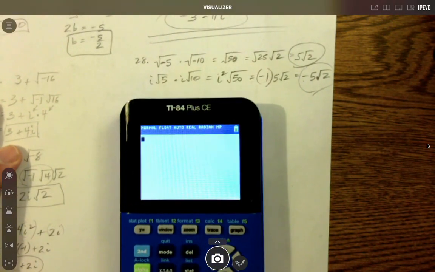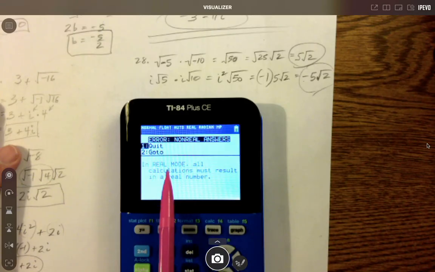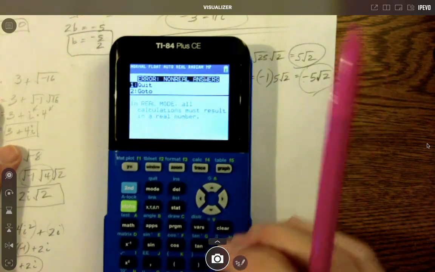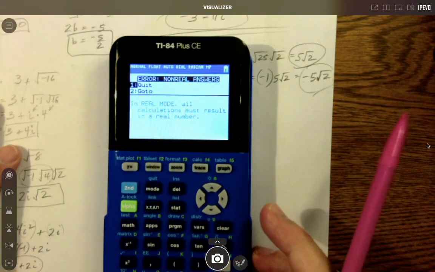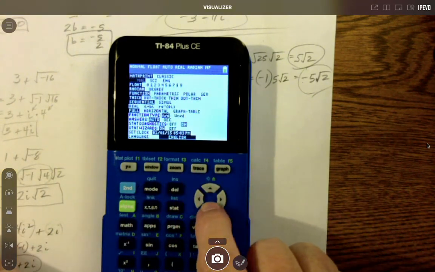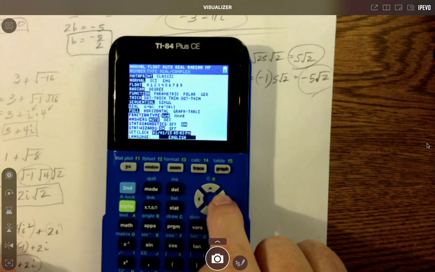So I'm going to do the square root of negative 5 times the square root of negative 10. And it says non-real answer. Because my calculator's in real mode. I don't know if you can read that. It says real mode. So I need to go to my mode. So let me quit here. And I'll go to my mode buttons right here. And I'm going to change this to, you see the different modes here.